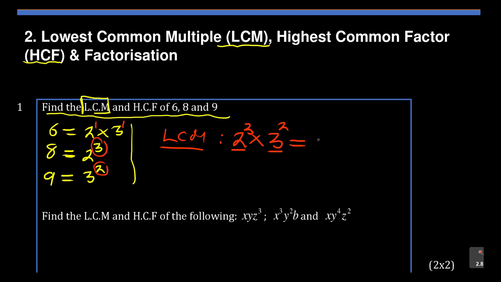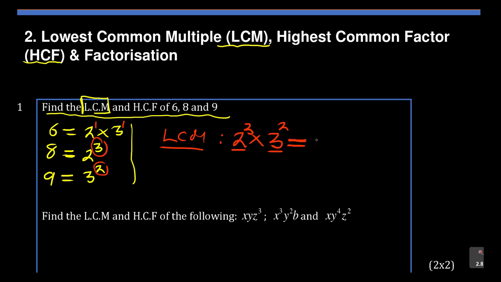Okay, so, wait, didn't work. 2 to the power of 3, times, and the other one is 3 to the power of 2. So you'll be using that on the calculator. Then it will give you now the LCM, you see. That's how then you find the LCM of that.